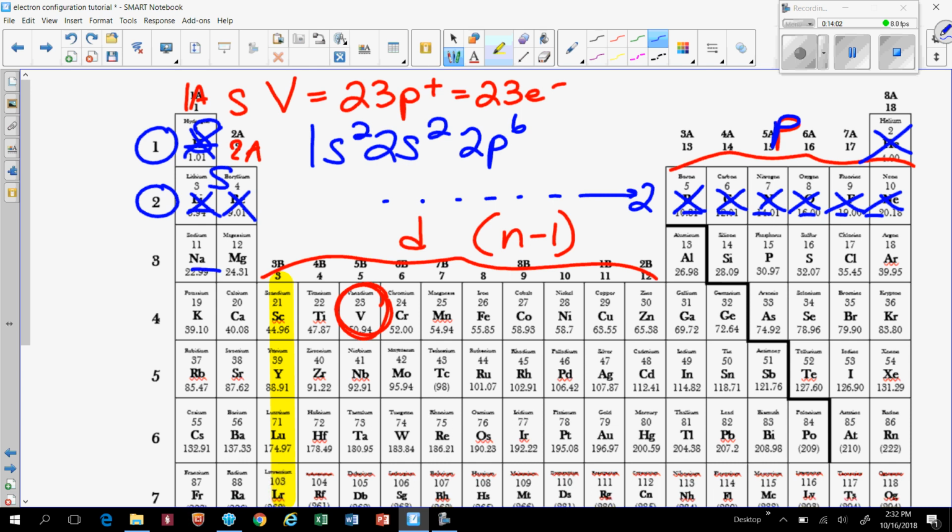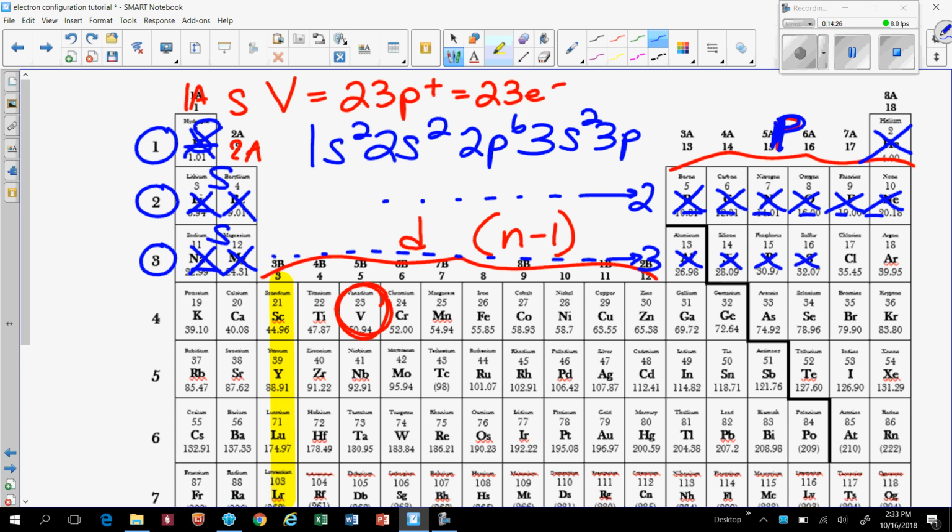We hit sodium in period 3. Energy level 3. We're still in the S sublevel, so 3s. We mark out sodium and magnesium, so 3s2. Then we come all the way over here to aluminum, which is in the P sublevel. The energy level doesn't change, it's still 3. So 3p, and we mark out all 6 of these elements. So 3p6. We're almost to vanadium, but not quite.